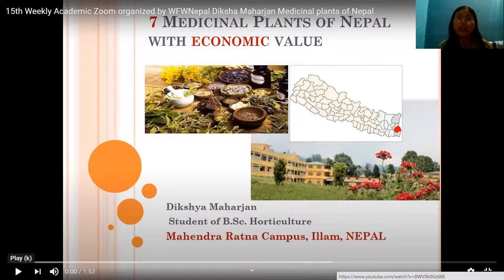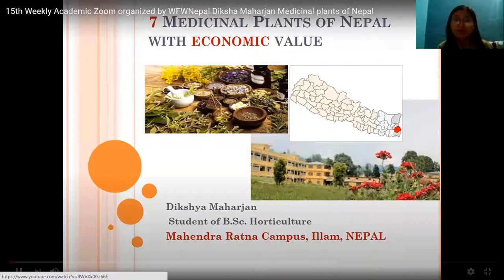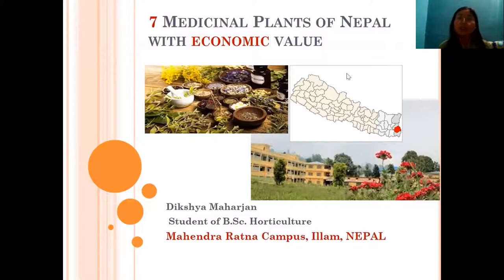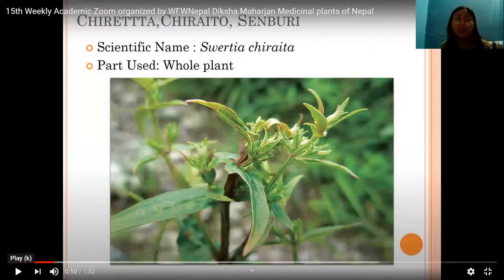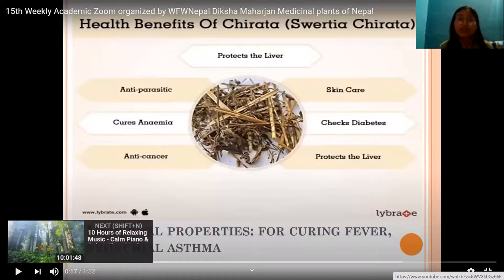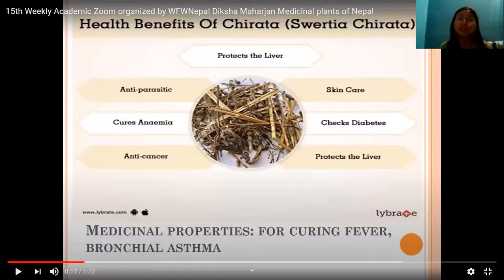Can we go to the next slide, ma'am? So there are many more medicinal herbs in Nepal. I have included seven herbs. Among these, this is the chiraito. It is called chiraito in Nepali. Its English name is chiraita, and it is called senburi in Japanese. This plant grows above 1800 meters above sea level in Nepal.